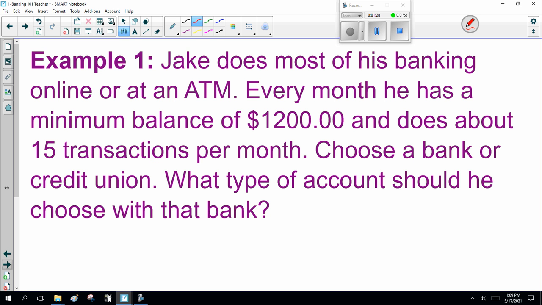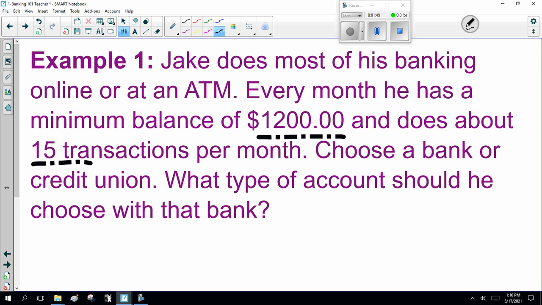Jake does most of his banking online or at an ATM. Every month he has a minimum balance of $1,200 and he does about 15 transactions per month. Choose a bank or credit union. What type of account should he choose with that bank? Now, here he has money, $1,200, and he does about 15 transactions.